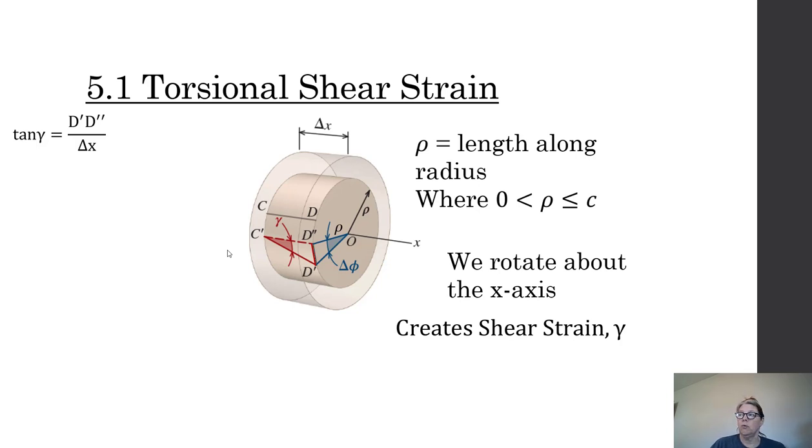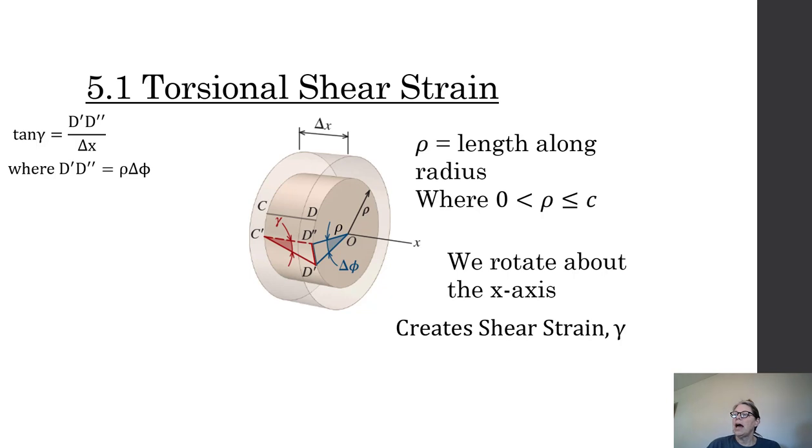Well, we can also describe that same distance from d prime to d double prime if we look at the radius now and we look at the circumference. What do we know about our circumference? We know that this circumferential change comes from the radius times that delta phi. Radius times delta phi. And in this case, because we're going from the inside out, we're going to just look at it as rho.